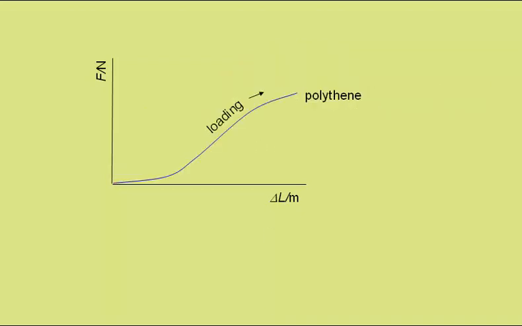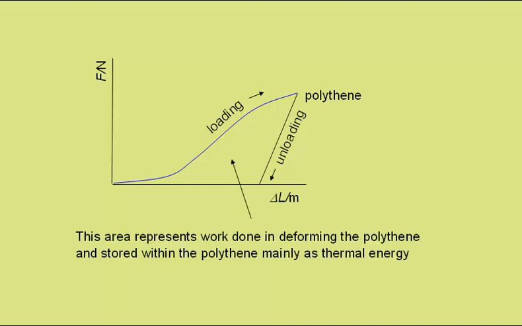A piece of polythene which had been stretched would show hardly any contraction at all on release of the force, and would follow an unload line something like this. The area shown represents the work done in deforming the polythene, and also stored within the polythene, again mainly as thermal energy.